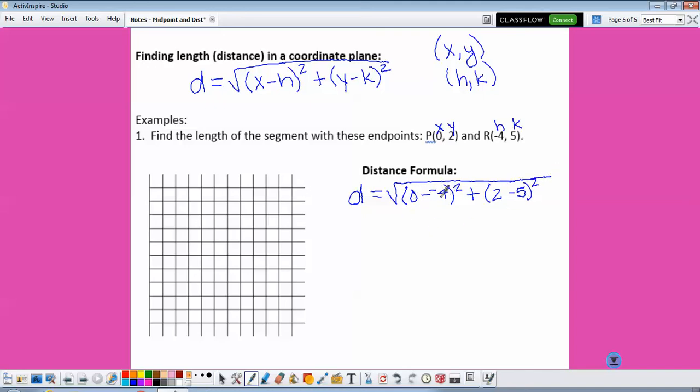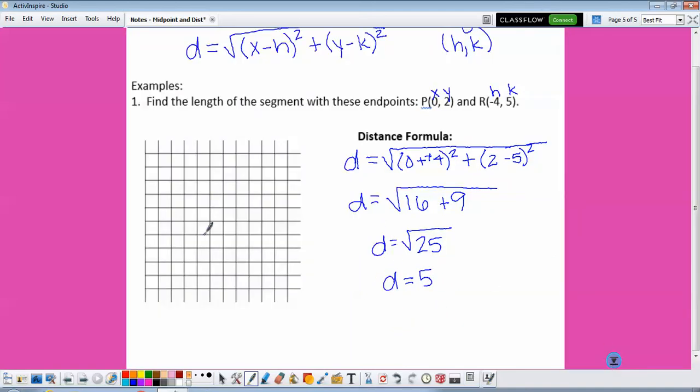0 minus negative 4 would become plus 4. 4 squared is 16. 2 minus 5 is negative 3. Negative 3 squared is 9. 16 plus 9 is 25. And the square root of 25 is 5. Now there's one other way we could do this. We can do it by graphing.